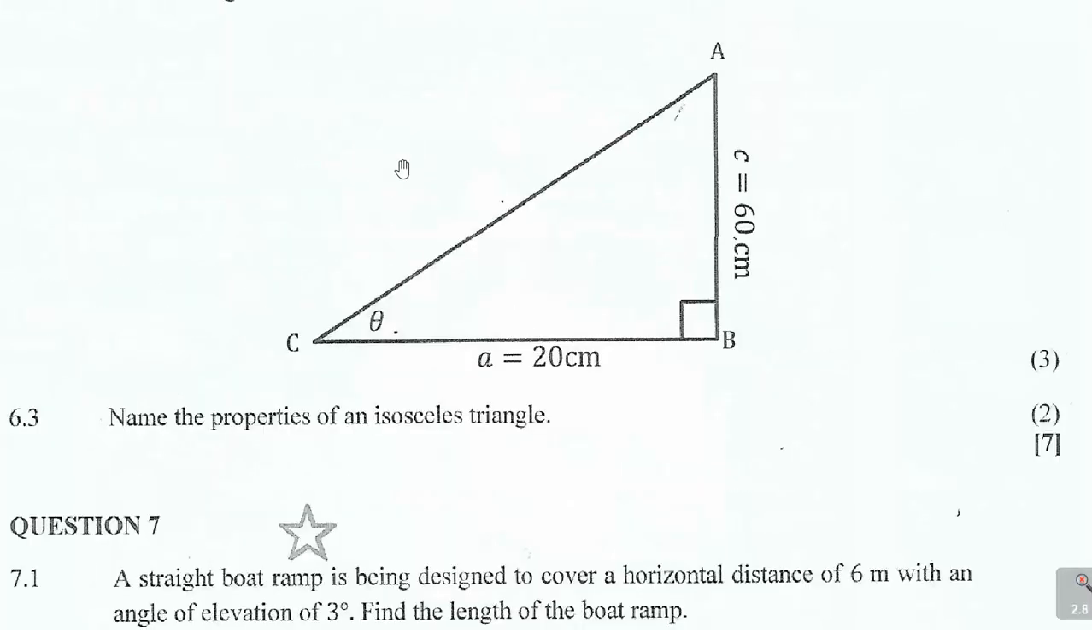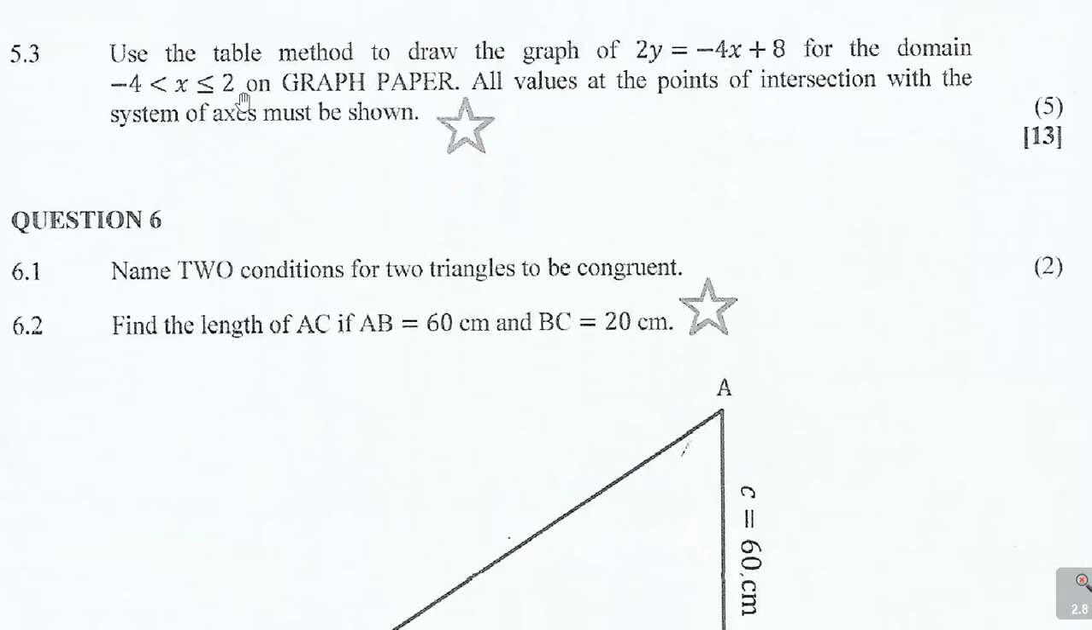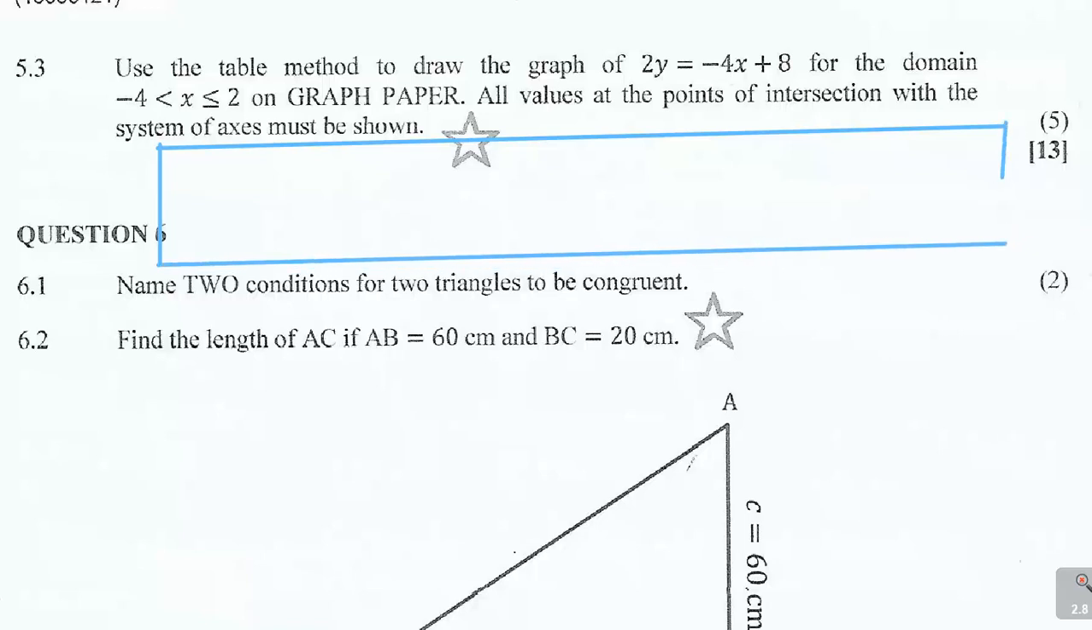Now question 5.3 says use the table method to draw the graph of that for the domain of that on a graph paper. All values at the point of intersection with the system of axes must be drawn. So this is 5 marks. So I can have the table method already here, just because of my space, because that is where it can make things easier for me.